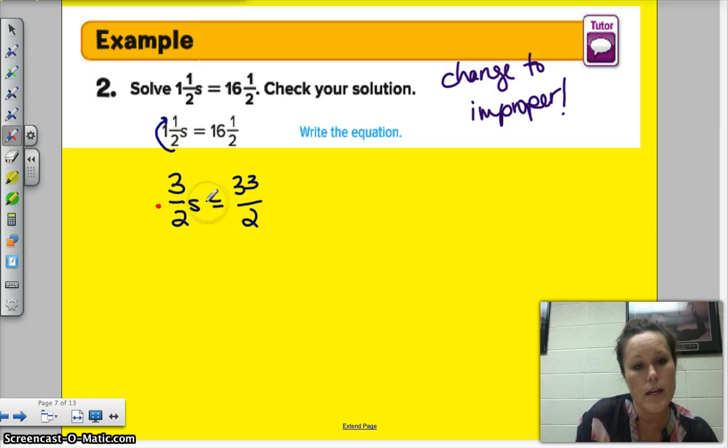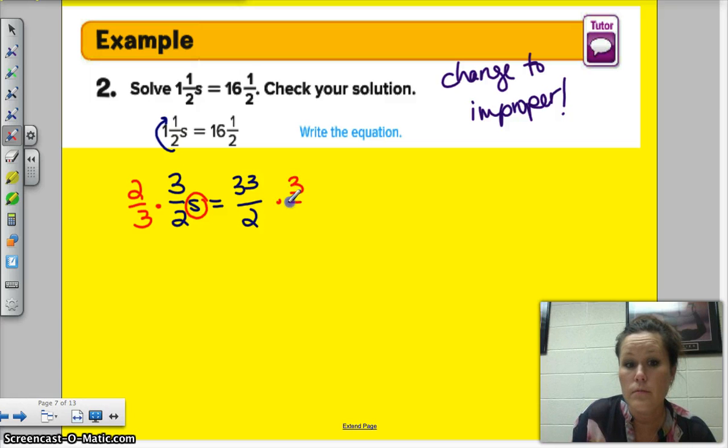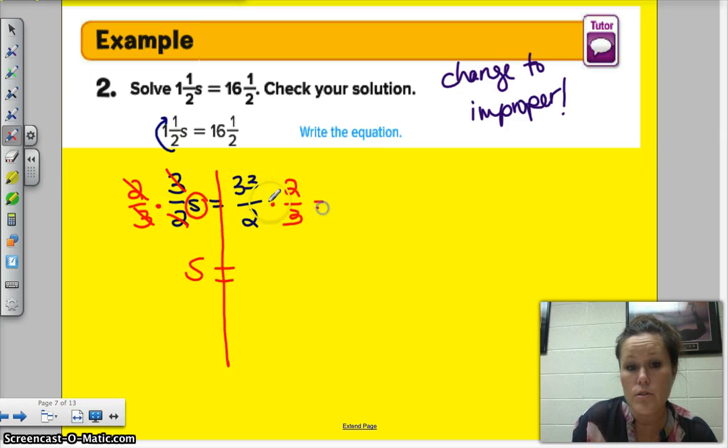So I multiplied this side. Again, I want to isolate x and get it all by itself. So I'm going to multiply by the reciprocal of 3/2 on both sides. Nope, that's not what I'm supposed to have written there. Don't write that. I should have written 2/3. Diagonally the 2's cancel, diagonally the 3's cancel, and I have s equals 33 times 2/3.